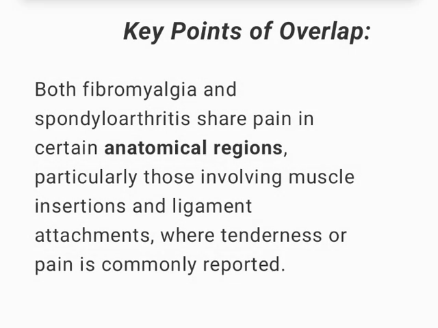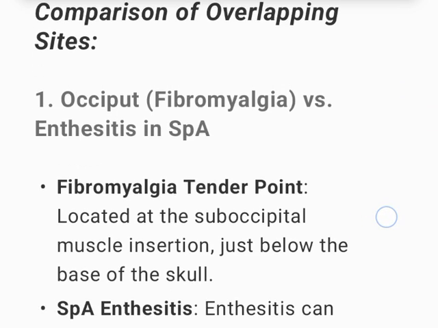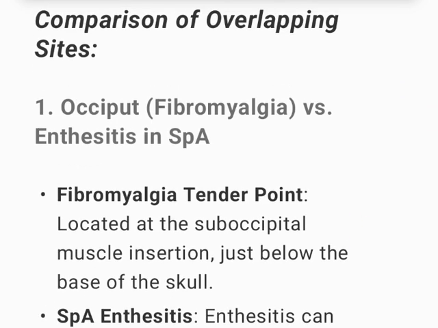Both fibromyalgia and spondyloarthritis share pain in certain anatomical regions, particularly those involving muscle insertions and ligament attachments, where tenderness or pain is commonly reported. Comparison of overlapping sites. 1. Occiput versus enthesitis in SpA.